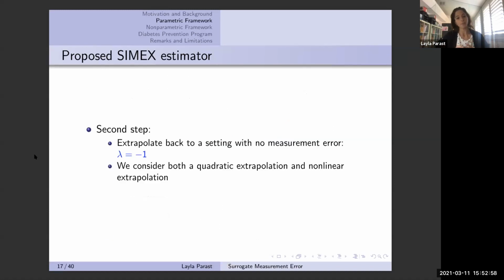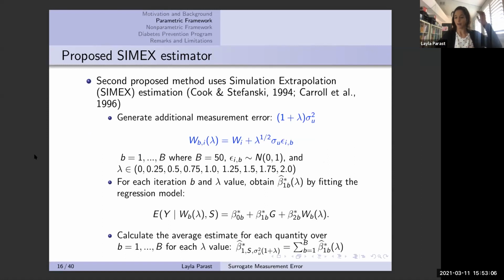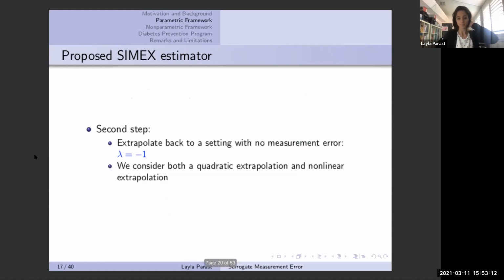And the extrapolation part is then you extrapolate back to a setting where there's no measurement error. So where lambda equals -1, because if we go back to that first piece in blue, if lambda equals -1, that's a setting where there's no measurement error. And you have to choose some extrapolation function here. So I will show you throughout what it looks like when you use quadratic extrapolation and nonlinear extrapolation.